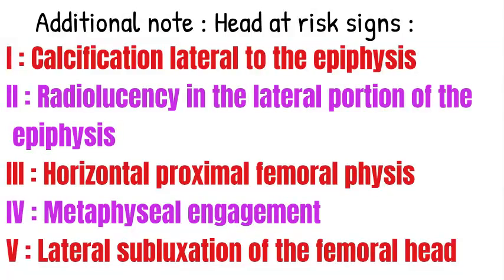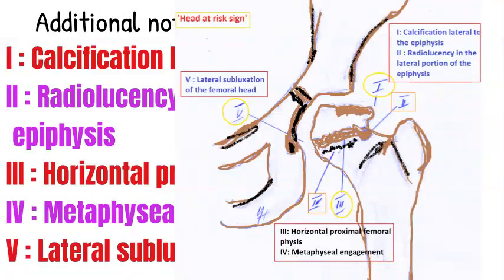This figure shows the head at risk sign. We revise again. 1. Calcification lateral to the epiphysis. 2. Radiolucency in the lateral portion of the epiphysis. 3. Horizontal proximal femoral physis. 4. Metaphyseal engagement. And 5. Lateral subluxation of the femoral head.